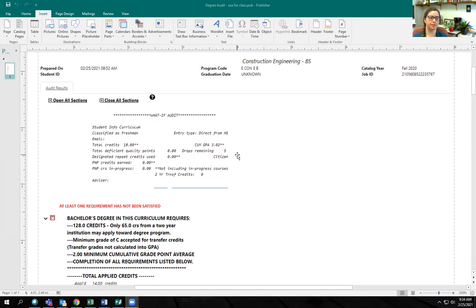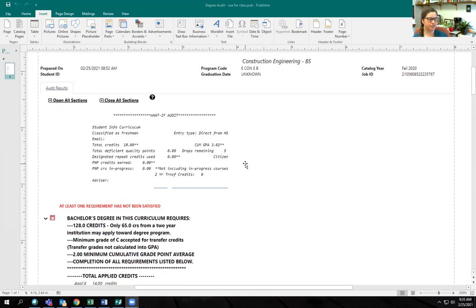So you should be able to see on your degree audit how many drops you have remaining. The other thing that you can see in this area is designated repeat credits used. This sample person hasn't used any, but you would be able to see whether or not you've used any. So in your time at Iowa State, you have 15 available designated repeat credits.